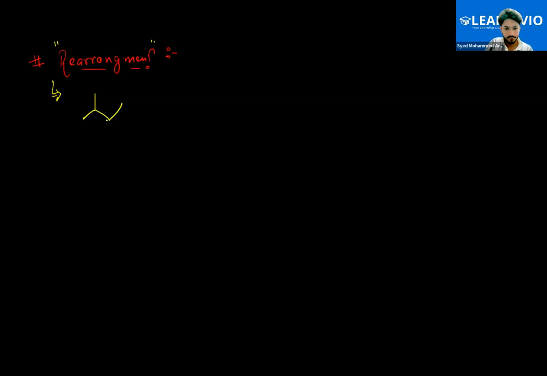There is a purpose behind this rearrangement. For example, I have this compound, which is an alcohol. If I react this alcohol with HCl in the presence of ZnCl2, what will happen? The first step is protonation. HCl breaks down into H plus and Cl minus, and this H plus attacks the lone pair on the oxygen. This step is known as protonation.